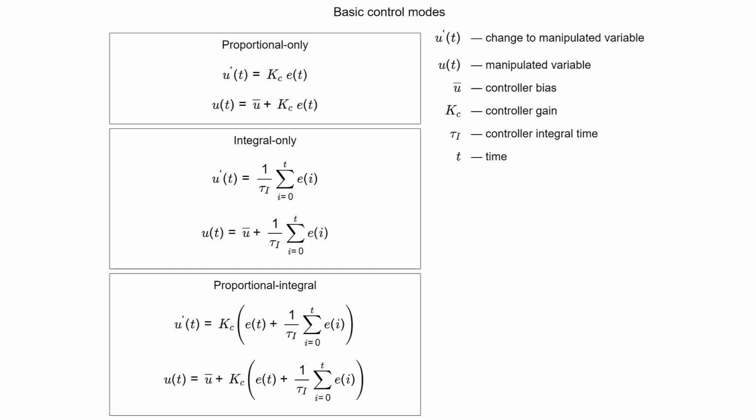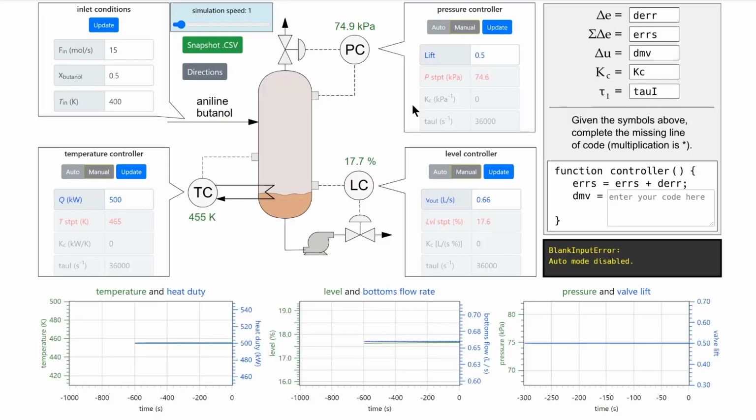In part 2 of the lab, you will use the process model parameters from part 1 to determine appropriate values for controller gain and the time constant for each of the 3 process controllers. When you first open the web page, automatic control will be disabled for the 3 controllers, as you can see from the grayed out input boxes. In order to enable automatic control, you'll need to enter a control law where it says, "Enter your code here."